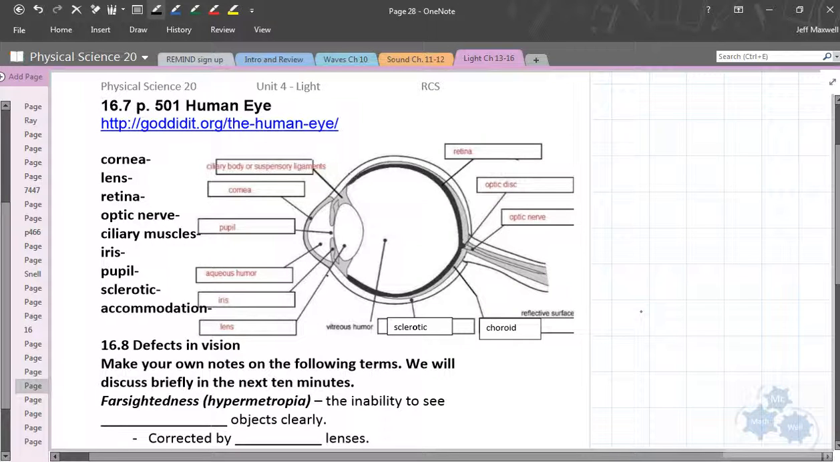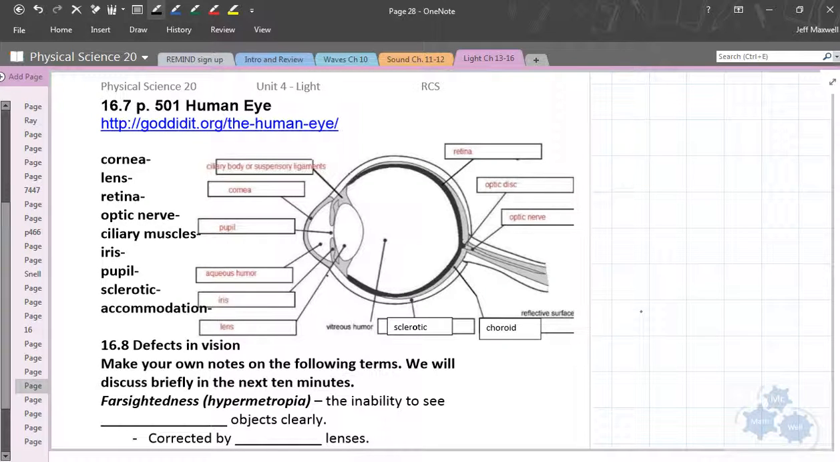So how many of you have glasses here today? Put up your hand. Or contacts. Glasses or contacts. Okay? So at least half of us have glasses or contacts of some sort.